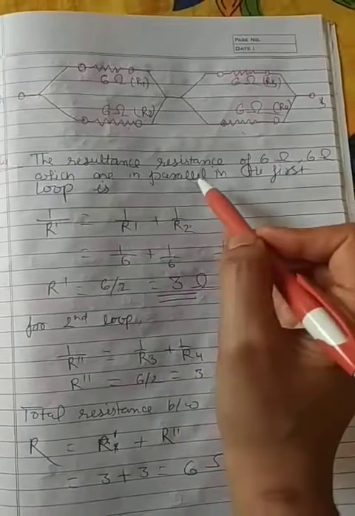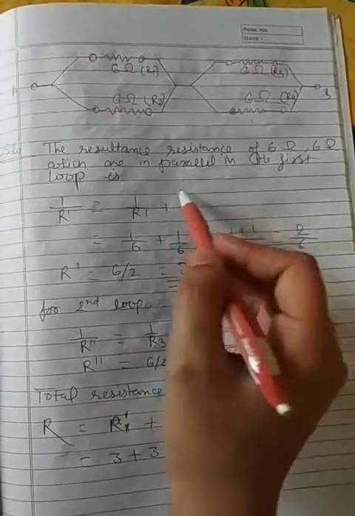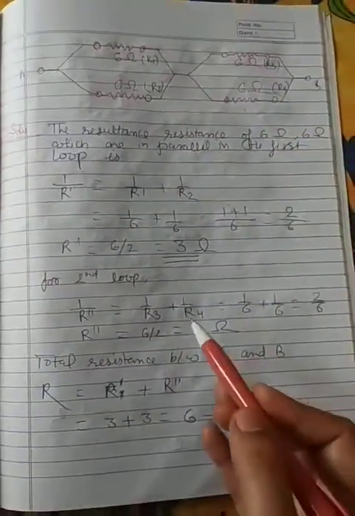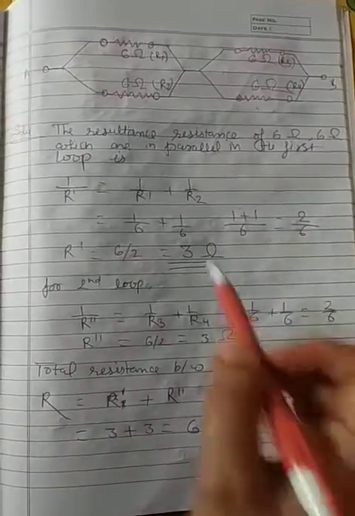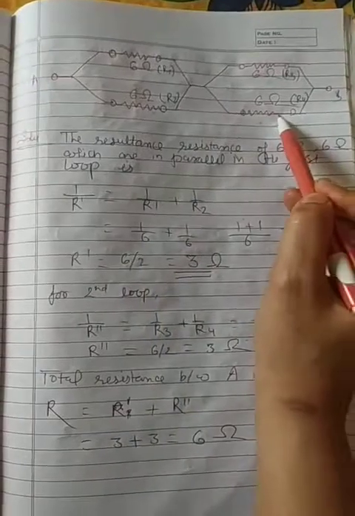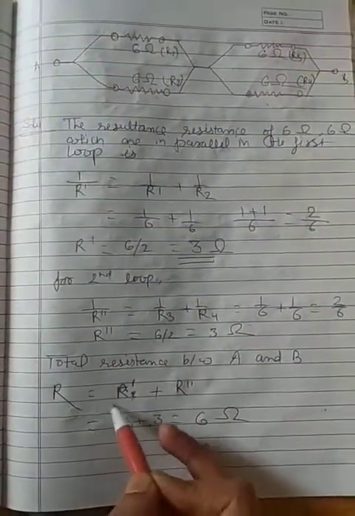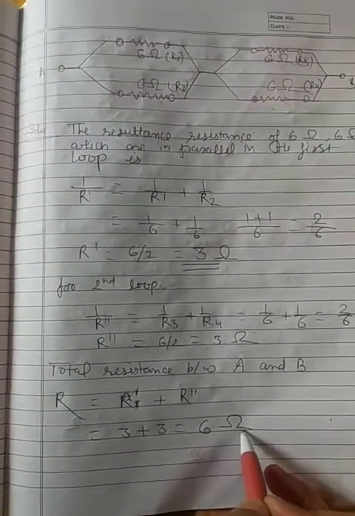The resultant resistance of 6 ohm and 6 ohm, they are in parallel, so put the value in this formula and we will get 3 ohm. For the second loop we will get the same value, 3 ohm. Now R1 and R2 are in series, so put the value in this formula and we will get 6 ohm. Total resistance of the circuit is 6 ohm.